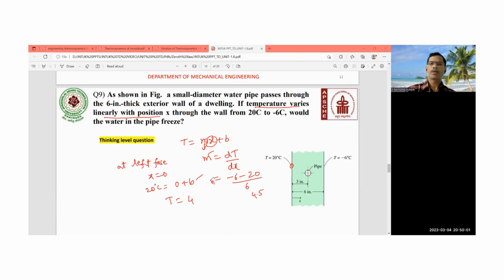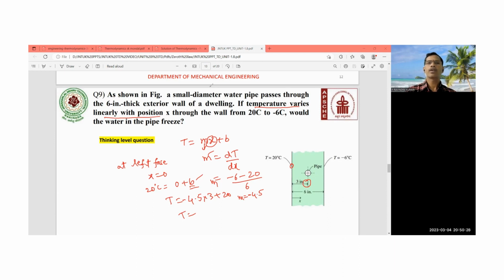So this slope is minus 4.5. X is 3 inches, so minus 4.5 times 3 plus 20, and you will get the temperature at around that value. If the value is in between minus 6 and 20, then there is a danger of the water getting frozen.